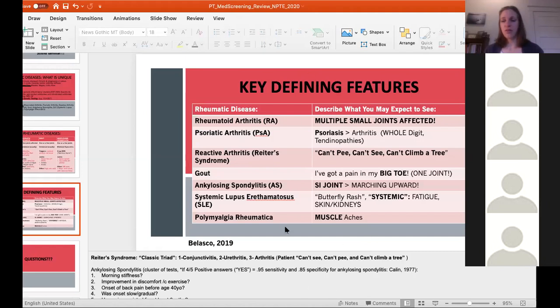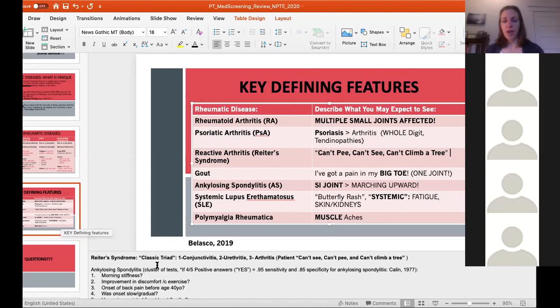These are key defining features, a lot of what I talked about prior. The one that I wanted to note that may show up for you guys is reactive arthritis, Reiter syndrome. And the easiest way to remember this one, this is kind of a stereotypical rheumatic disease, is can't pee, can't see, can't climb a tree. So this is an individual who has inflammation or irritation of the urethra, the uvea in the eye, and then some sort of joint dysfunction. And those 3 cardinal symptoms are indicative of Reiter's.